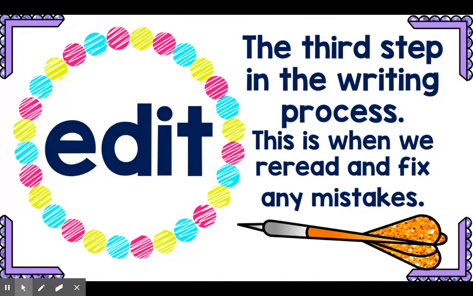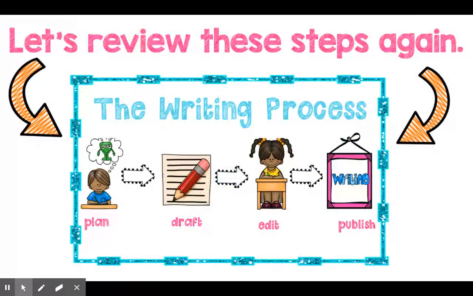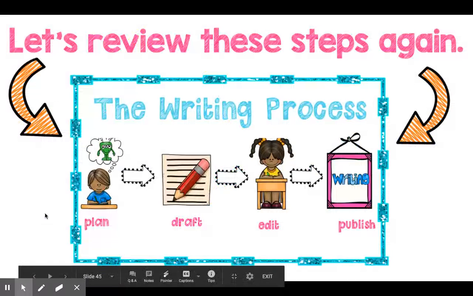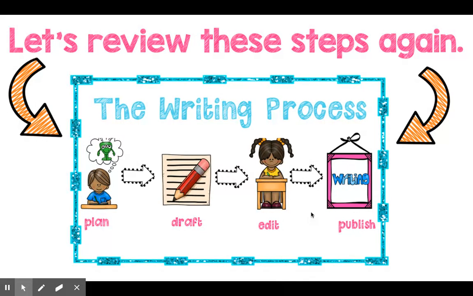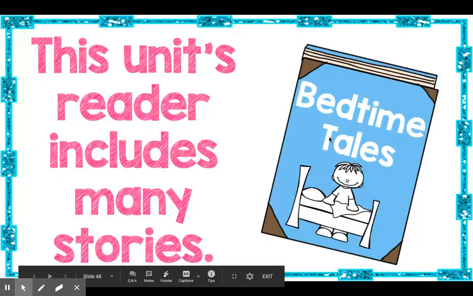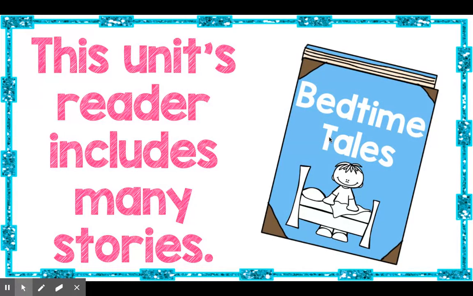The third step in the writing process, this is when we reread and fix any mistakes. So this is when we edit. We check for grammatical errors. We look for punctuation, capitalization, wording. Does it make sense? Did we add all the details that we wanted to? So this is the edit step. Let's review these steps one more time. The writing process, plan. Everybody say plan in their head. Draft, edit, and finally publish.